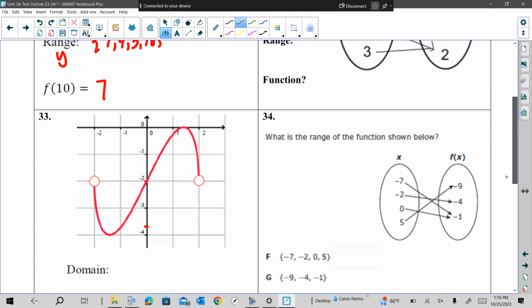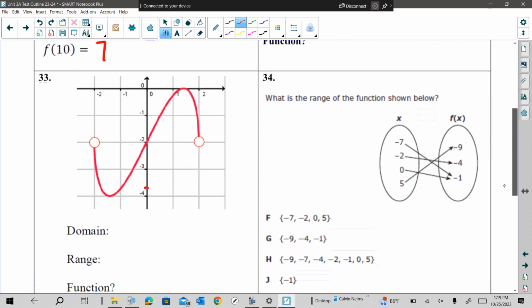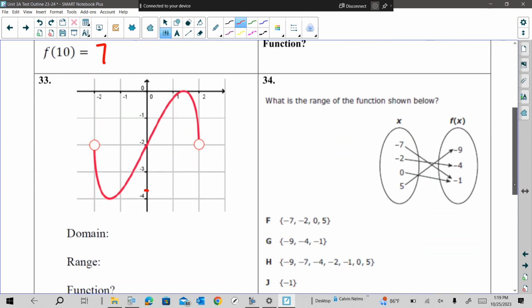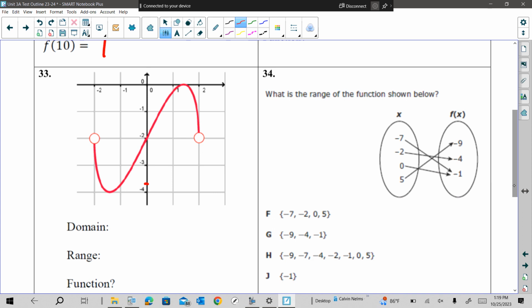Let's look at 33. Now, I know there's some opens, but make sure we're looking at the correct part where the open is. The open here is with the x-axis, from the left to the right. I have to look back up at the x. So the domain here should be -2 is less than x, which is less than 2.